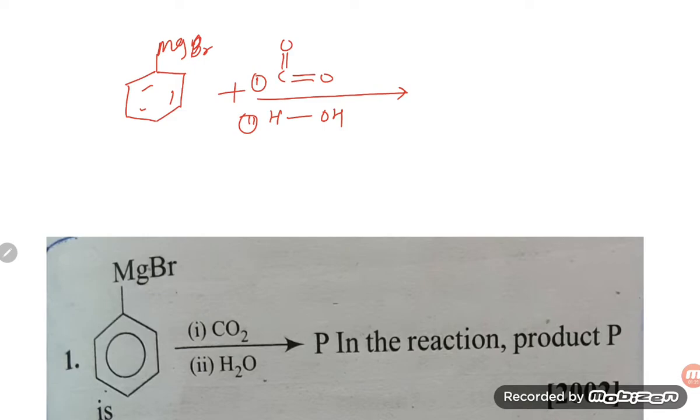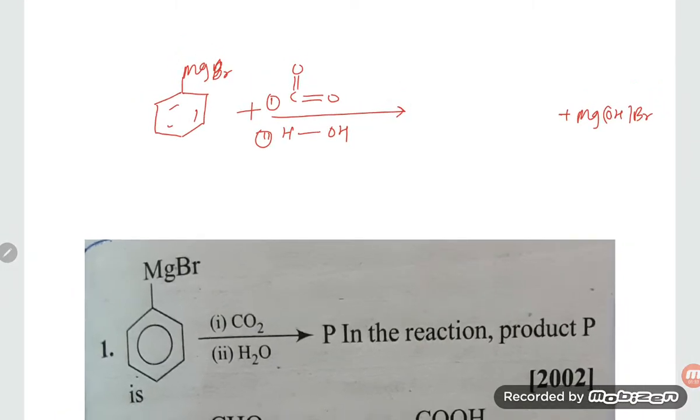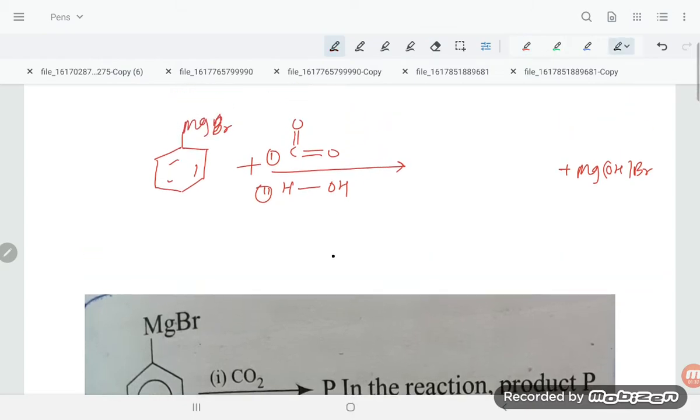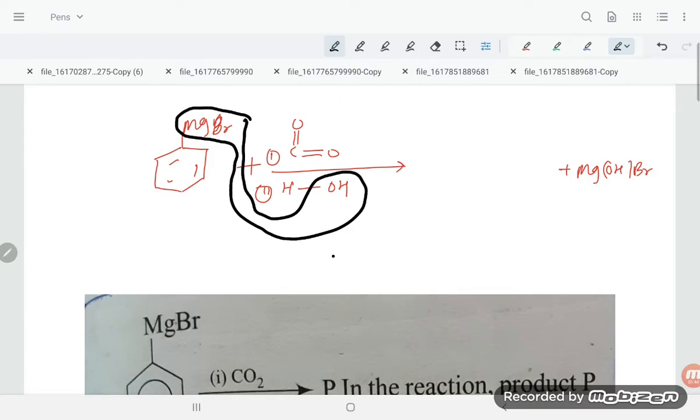What I am saying to you, students, is that one side product is MgOHBr. So MgOHBr is getting eliminated. You can see that MgOHBr is getting out here like that. So what will be the product here, students?